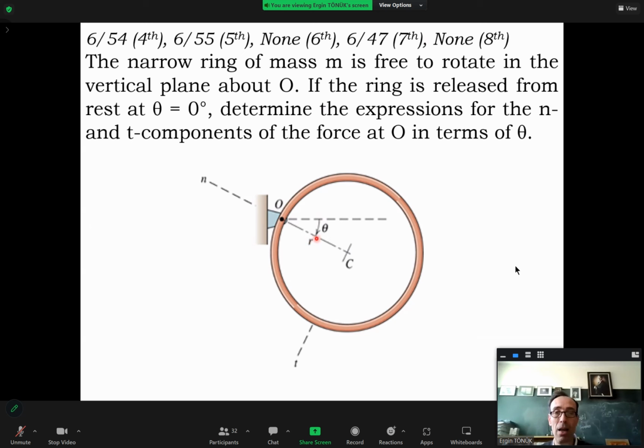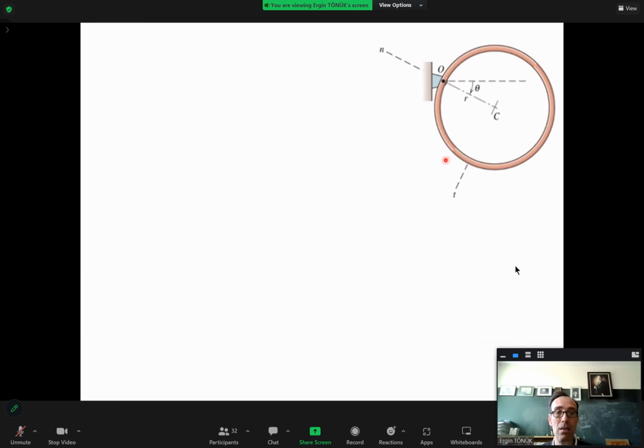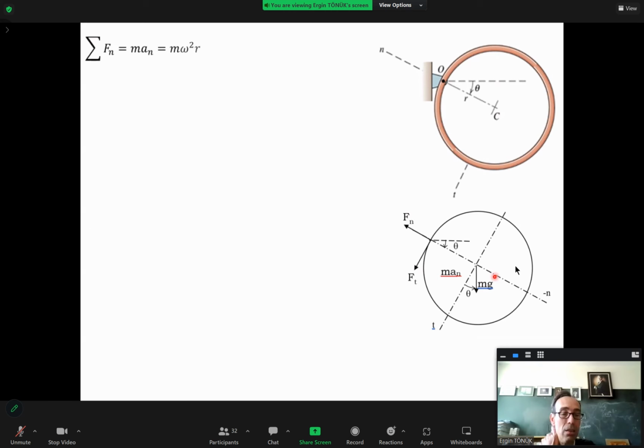So what I have to do is, this is the original figure. I drew the free body diagram. What I have is weight acting at the mass center, and I have the tangential and normal components of the reaction force, and I have no guess about the directions of these forces.